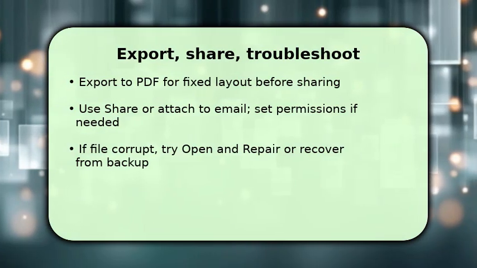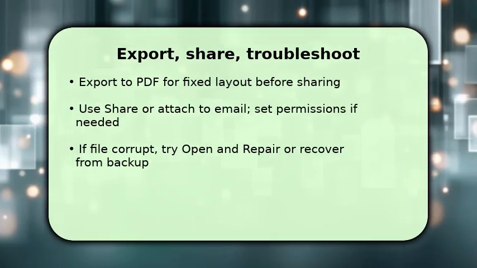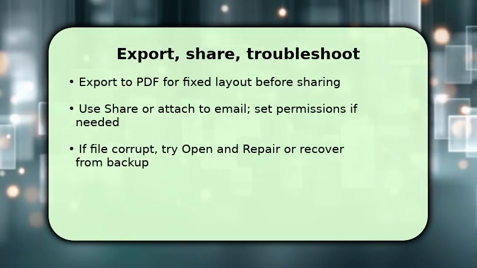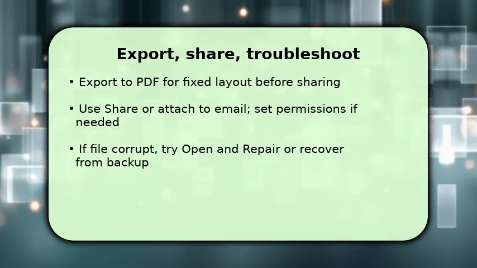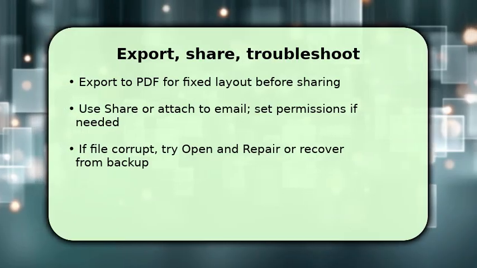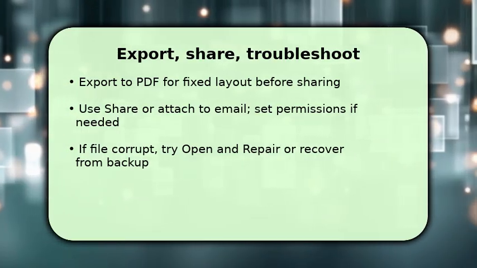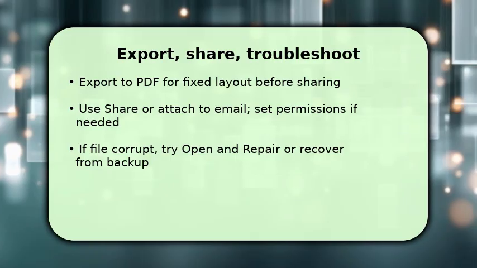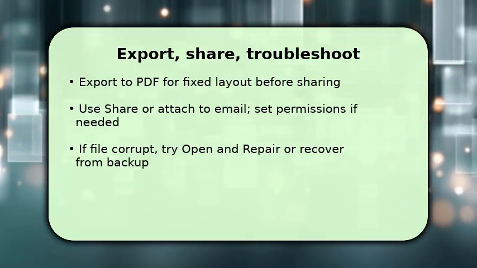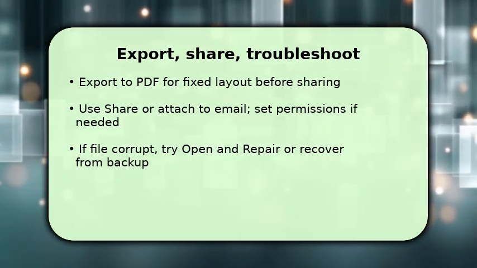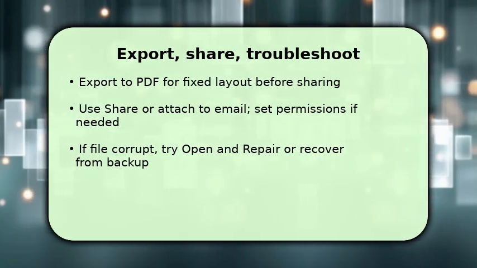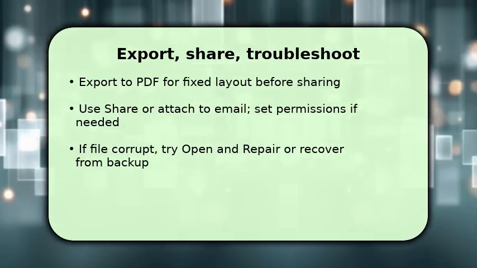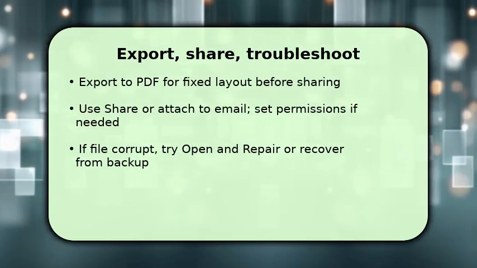You finish by exporting and sharing the document correctly. Export to PDF when you need a fixed layout. Use File Export or Save as PDF. To collaborate, use Share in Word or attach the file to email, and set Edit/View permissions appropriately so recipients can't overwrite content unexpectedly. If Word won't open the file, try File Open and Repair, or restore the last saved copy from backups. If that fails, copy the raw text into a new document and rebuild formatting.